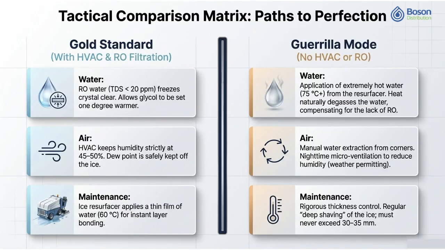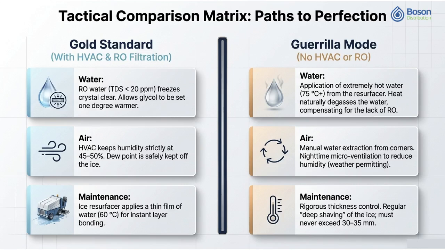How do you achieve top-tier ice? It depends on your path to perfection. The gold standard relies on HVAC and RO filtration. You use demineralized RO water with a TDS below 20 ppm, which freezes crystal clear and allows you to set the glycol 1 degree warmer. The HVAC system strictly maintains humidity between 45 and 50%, keeping the dew point safely off the ice. The resurfacer then applies only a thin film of water at 60 degrees Celsius for instant layer bonding.